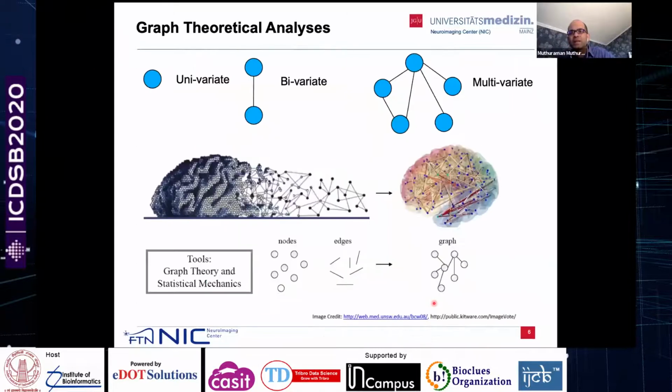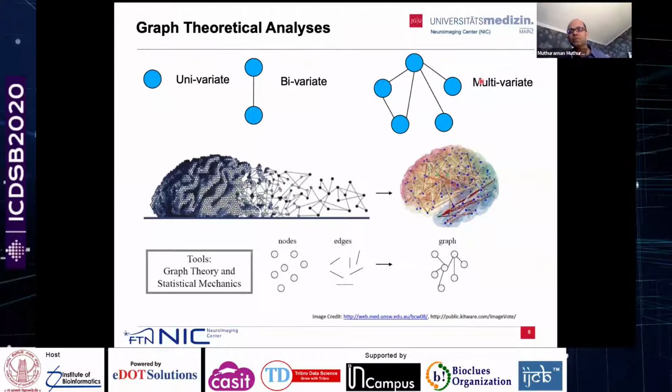I'll give a quick introductory slide about graph theoretical analysis, because in this study we use this type of analysis. Here the brain is divided into nodes, and the connections we call edges. And we try to build the whole brain as a type of graph. Then, based on the assumption we have, either a single region or two regions or many regions, we go to a multivariate analysis and look at the network, how good the network is compared to, for example, a healthy control.